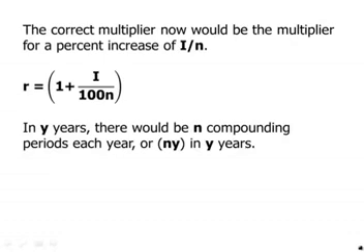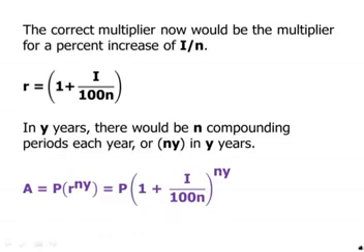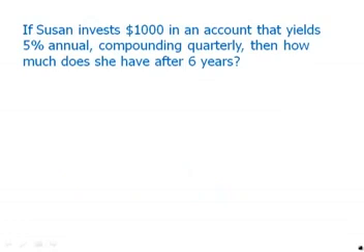In y years, there would be n compounding periods each year, or n times y in y years. And so it means that we're multiplying by that multiplier ny times. So the total formula is this. And again, do not memorize this formula. That would be an exceptionally bad idea. Instead, I want you to think through the logic of it and, as it were, rebuild this formula each time using the logic of the situation. That is true understanding.